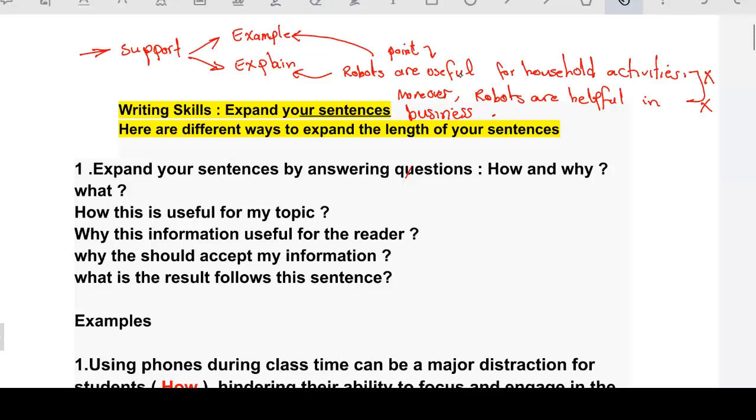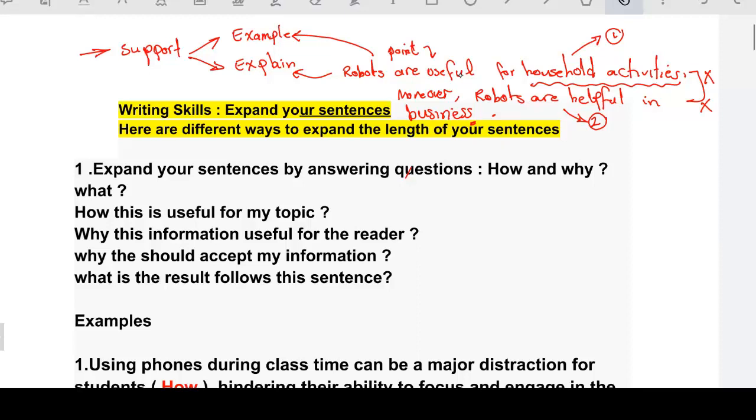Okay, how many points do we have here? 1 or 2? Two. The first one is what? Robots are useful for household activities. Yes, and then I jumped quickly into what? A second point or a new point, which is robots are helpful in business, right? These are two completely different points. So don't write in this way, but explain to me how it is helpful in the household activities by giving an example or explanation. After you finish the first point, go to the second point and also explain it or give it an example.